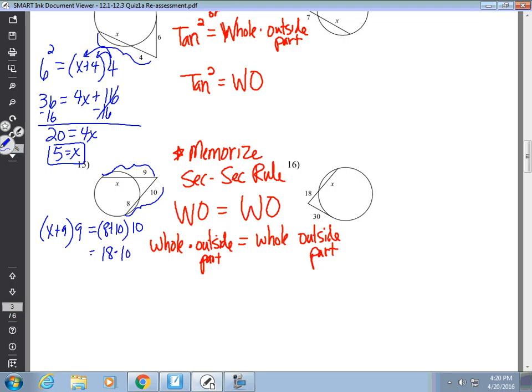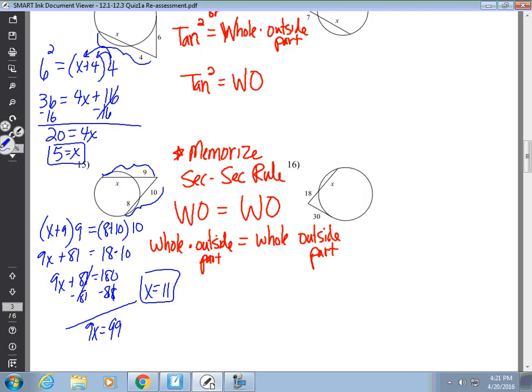Or you can distribute each part. You come out the same answer. But this is 9x plus 81 is equal to 8 times 10, which is really 9x plus 81 is equal to 180 minus the 81 on both sides. I wrote 18. 9x equal to 99. And yes, x equals 11.